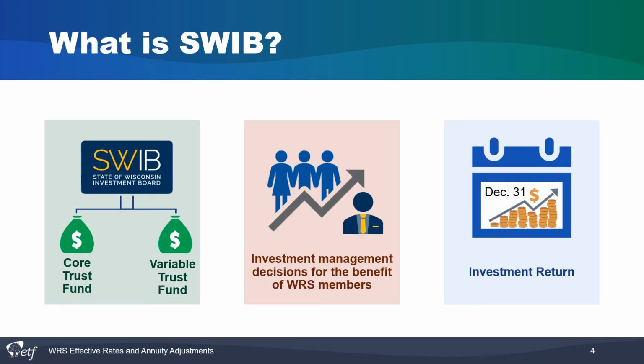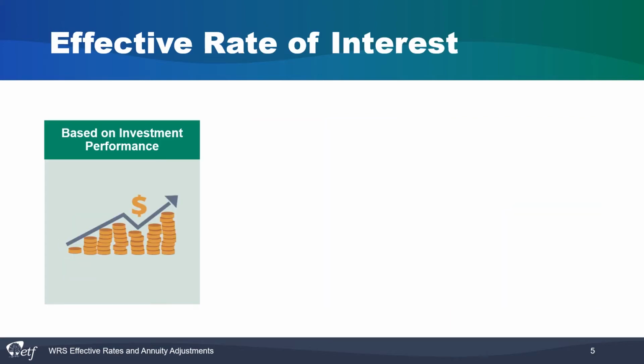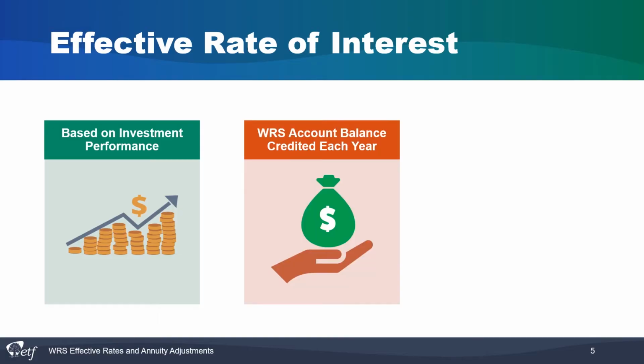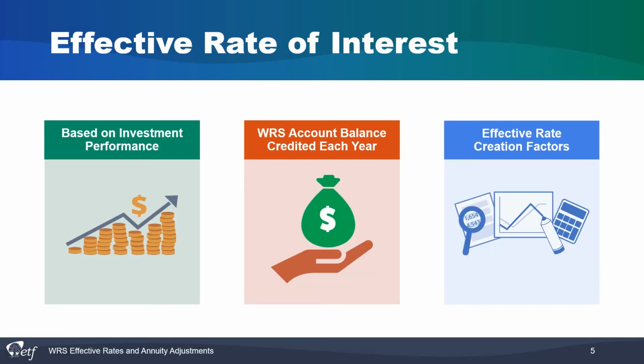The investment returns are reported on a calendar year basis. The effective rate of interest is based on the investment performance of the core and variable funds, if you participate. More on that later. It is credited to your account balance each year. We do a review and create the effective rate that will be applied to your accounts to make sure that we have enough money for everyone in retirement. This includes the 5-year smoothing for the core fund and many other factors that apply to your retirement.